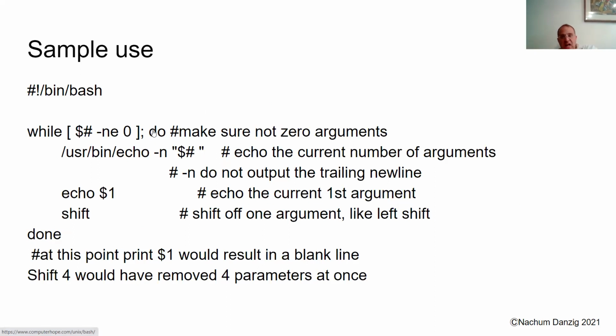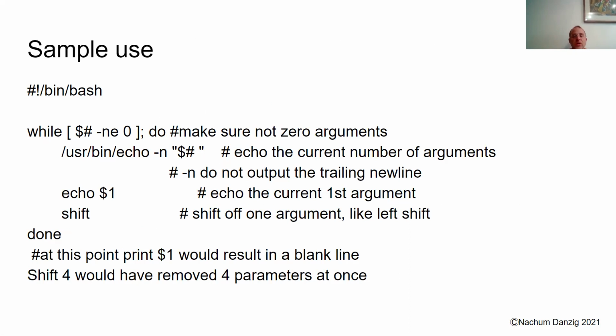Make sure not 0 arguments. But now what do? I echo, here I gave it the complete path of echo. I didn't have to do that. I could have just written echo. -n means do not output the trailing new line. In other words, don't give me a new line.